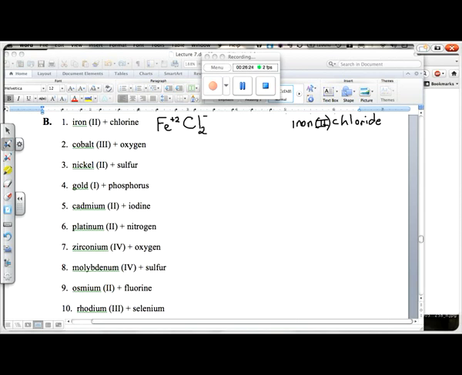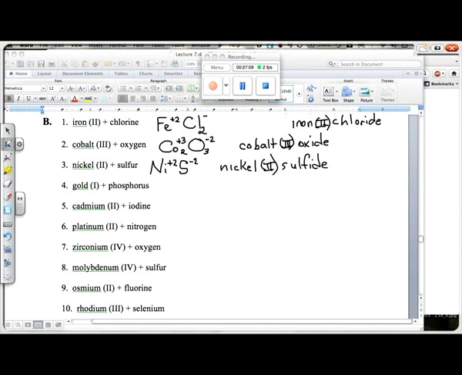Chlorine, nonmetal, group 7, gains 1 to make 8. So I need 2 of those chlorines to cancel out the positive 2. Cobalt, positive 3. That's what the Roman numeral tells me. Oxygen, negative 2. 3-2 situation, right? 2 cations to 3 anions, and the name is cobalt 3 oxide. Okay. Nickel, positive 2. Sulfur, 6 valence electrons, negative 2, so they're good as is. And this is nickel 2 sulfide.